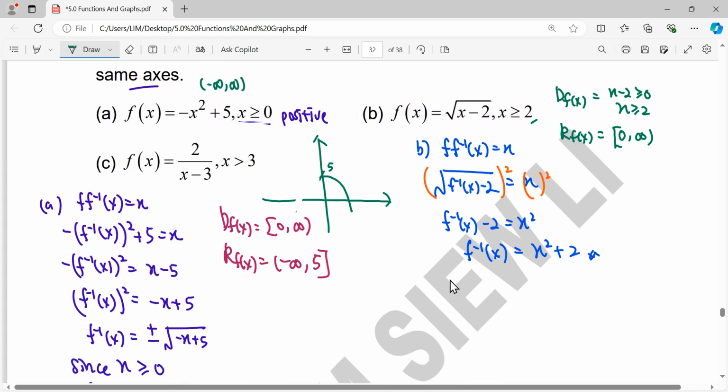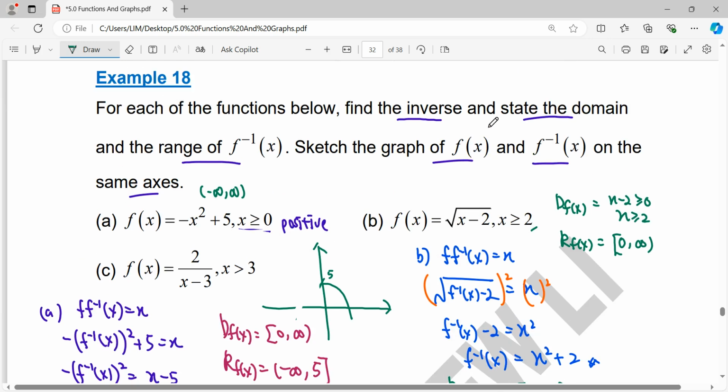Therefore, when we want to find the domain of the inverse function, we refer to the range, which is 0 to infinity. Then when we want to find the range of the inverse function, we refer to the domain, which is greater than or equal to 2, means 2 to infinity. Then we're going to sketch the graph.